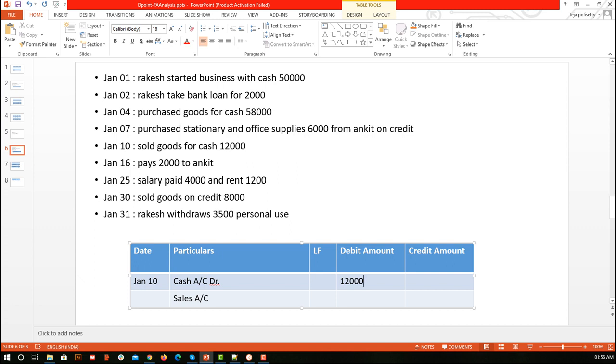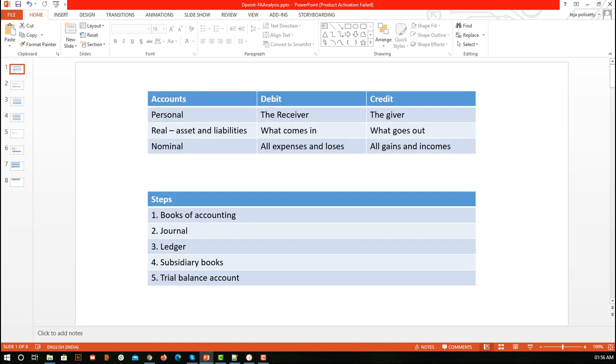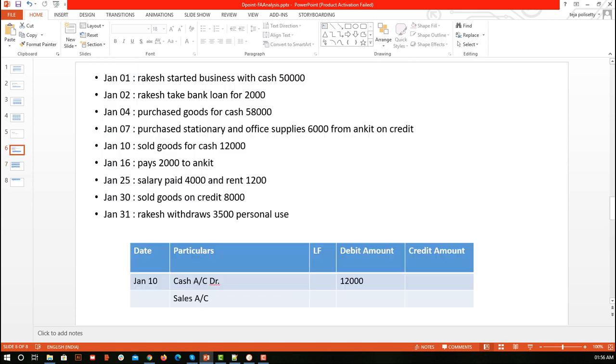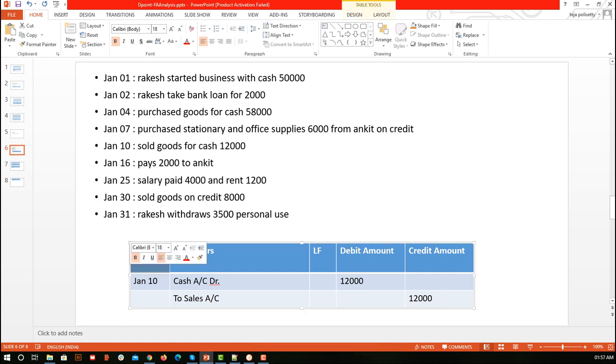Okay, so sales account again comes under the real account type. So here what is happening? Something is going out, and what goes out is our credit. So we are going to write 12,000, but we have to write To before our sales account. I hope this is clear, right? Let me move this to the next slide.